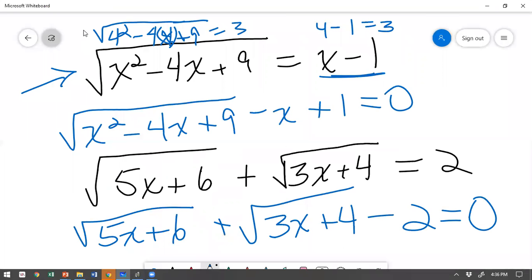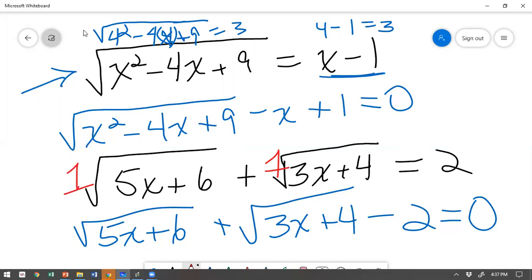If I plug that in, 5 times negative 1 is negative 5, plus 6 is 1. The square root of 1 is 1, so this will be equal to 1. 3 times negative 1 is negative 3, negative 3 plus 4 is positive 1. The square root of 1 is 1. So this is 1 plus 1 equals 2. This is a whole other way of saying 1 plus 1 equals 2.